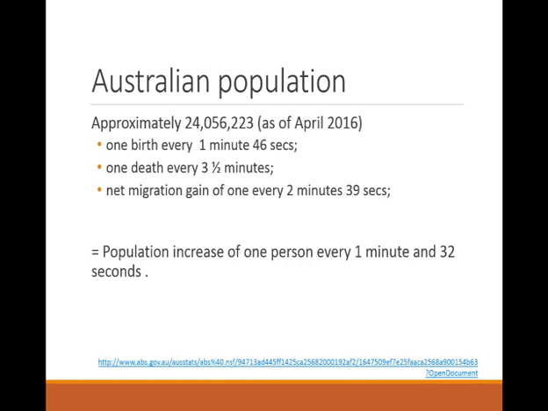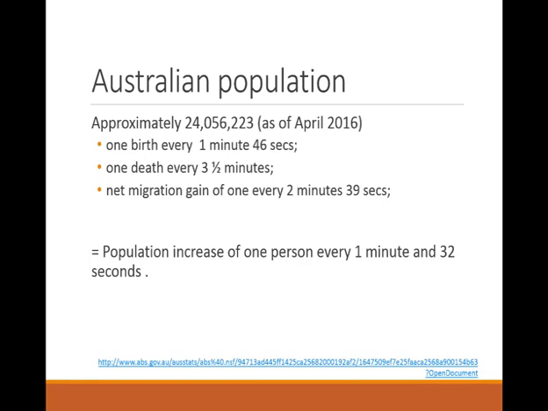What's happening here is we're having in Australia about one birth every roughly 2 minutes. We have one death every roughly 3.5 minutes, and for net migration gain, we have one every 2.5 minutes. That's when people migrate to Australia. If you add all those together, what that means is our population is increasing by one person every minute and a half. So we're having a population gain. Our growth is constant, and it's happening all the time. So we're actually increasing our population, and that's Australia.